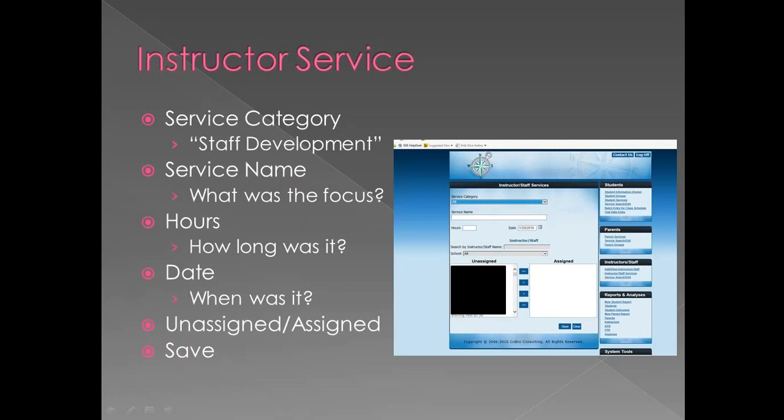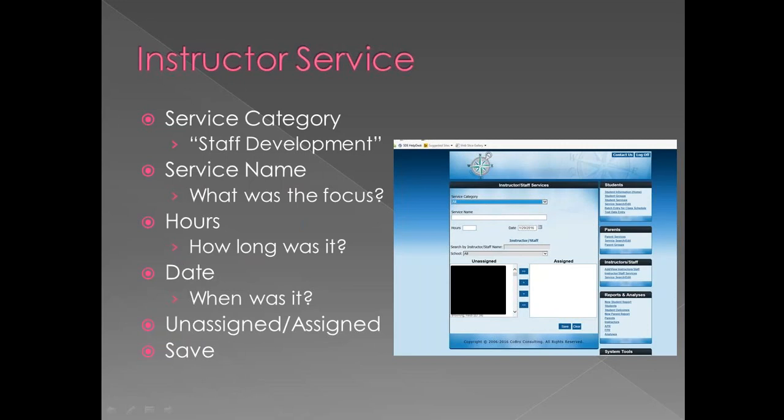Okay. Then hours, how long was this training? So if it's an initial staff orientation or staff training, how long was it? And then the date, when was it? And similar to the student services, you will take unassigned staff members and assign them over. You just click on your staff member that attended, send it over, and save it. Okay, and so that's how you add an instructor service.